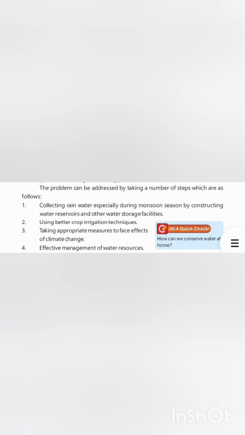Key solutions to manage the crisis. To address and resolve this crisis, the following systematic steps must be taken. First, rainwater harvesting. Constructing new water reservoirs and storage facilities to capture and store monsoon rainwater. Irrigation upgrades. Transitioning to better and advanced crop irrigation techniques. Climate resilience. Taking appropriate and protective measures to mitigate the severe effect of climate change. Strategic management. Enforcing effective long-term management of national water resources.